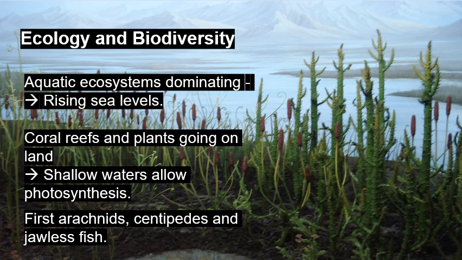The ecology and biodiversity were very different in the Silurian period, because the sea levels were rising. This and the shallow waters meant that just about all life was underwater and was undergoing dramatic changes. The first coral reefs were formed, and the first clear evidence of life on land occurred in the Silurian period, along with the remains of the first arachnids and centipedes.